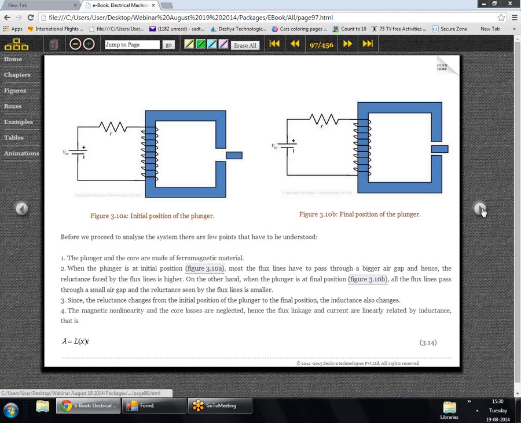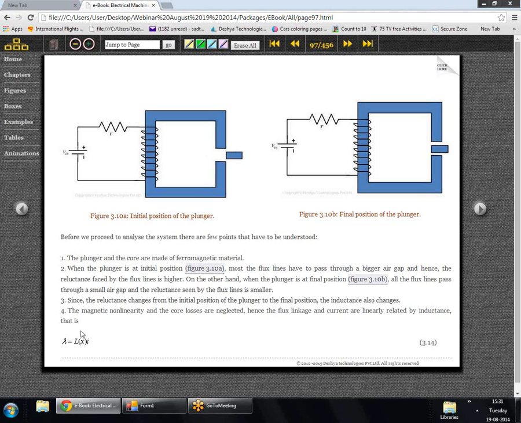Now what we are going to do is analyze the operation of this entire system. So it's one of the linear motion based, singly excited systems that we have seen in our previous animations. So here if you see, when the plunger is completely out, we have a very big air gap between the two arms of the system, and once the plunger is completely inside, we see that the air gap is reduced. Okay, so this is the open position, which is shown in figure 3.10a, and then we have the closed position shown in figure 3.10b. So these are the two extreme positions of the plunger.